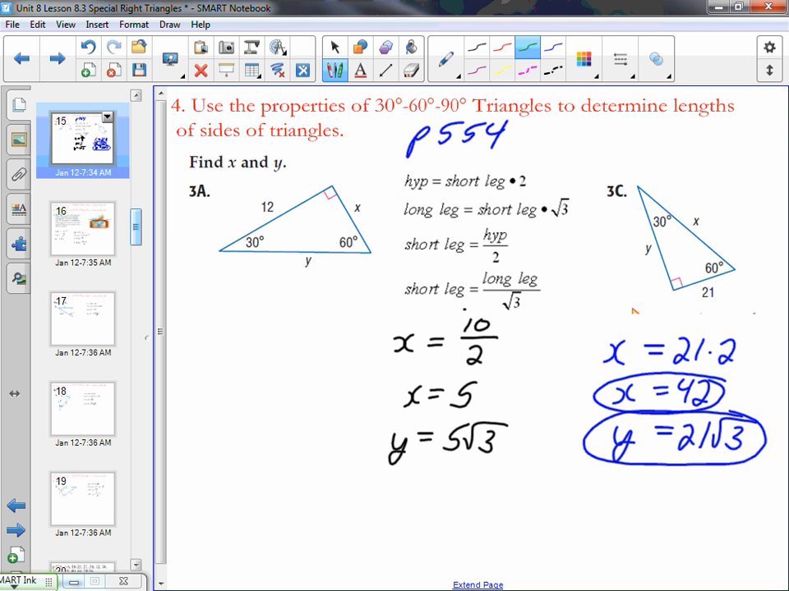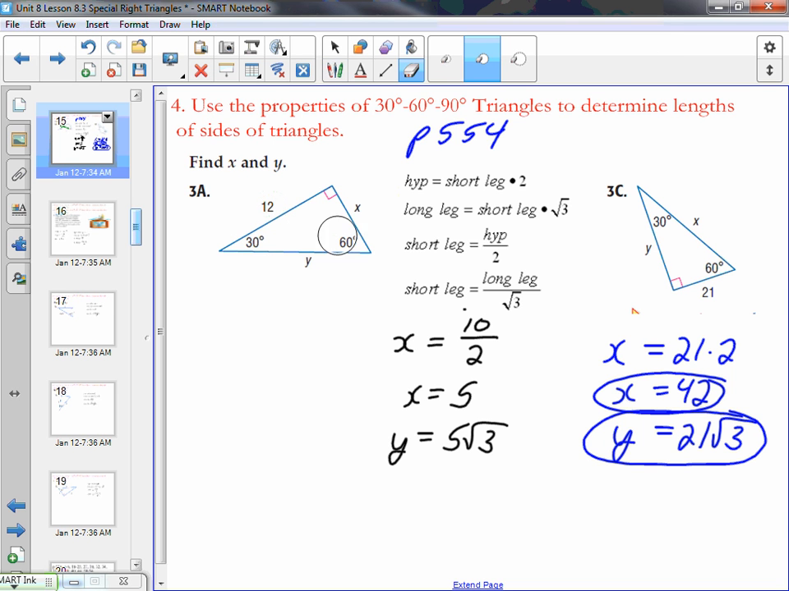All right, here's my thought process. I look at the triangle, and it is a 30, 60, 90. And then I think, okay, which length do I know? The only one I know is a 12. All right, so is 12 the short leg, the long leg, or the hypotenuse? Well, it's opposite the 60, so it's the long leg.